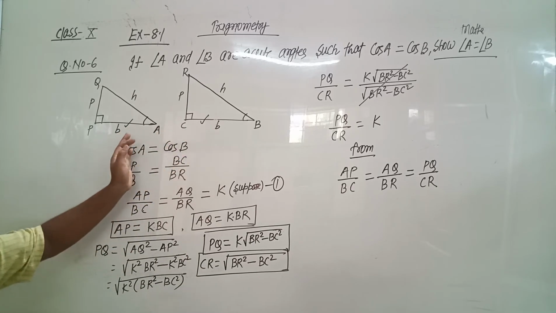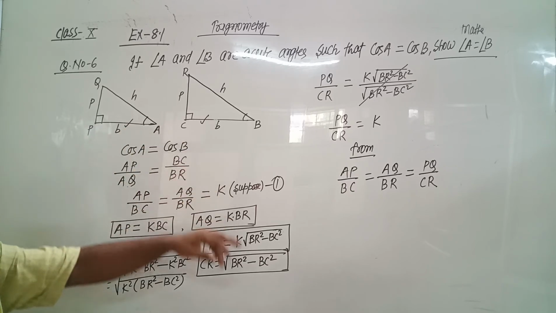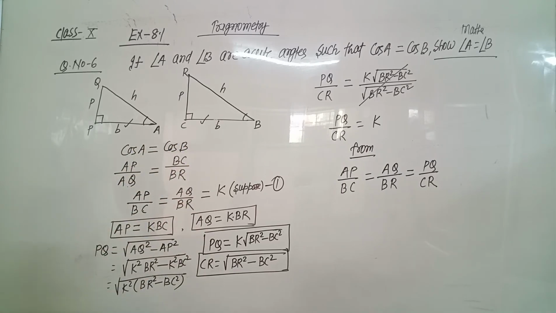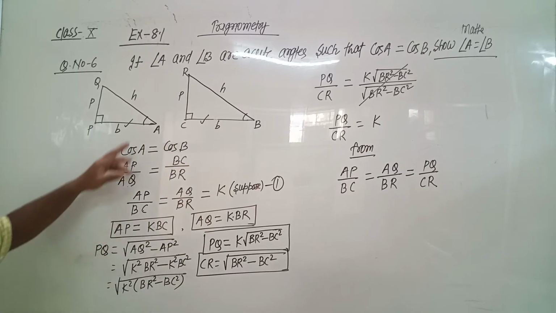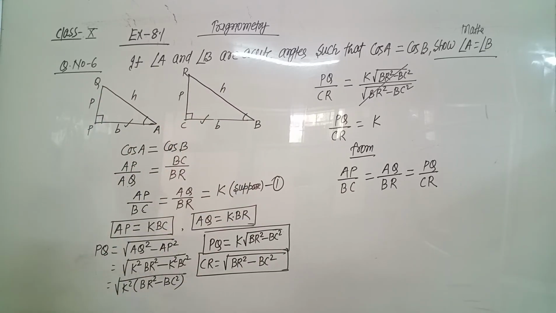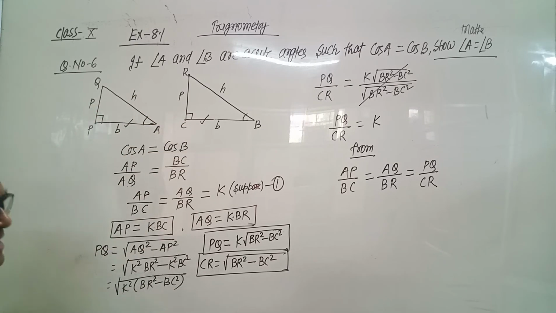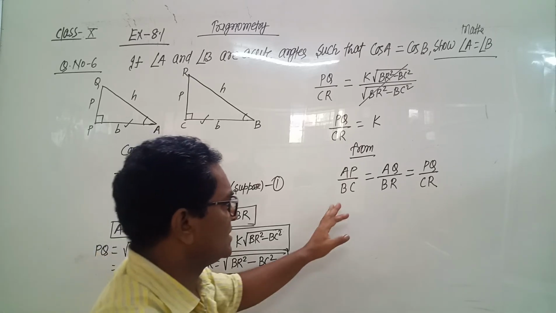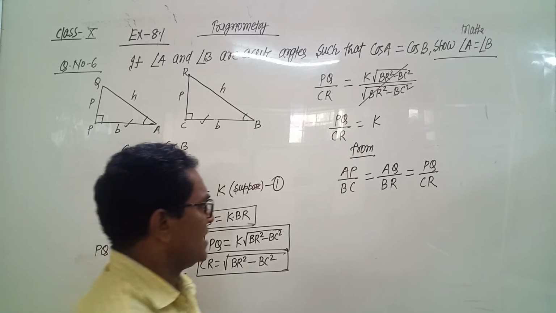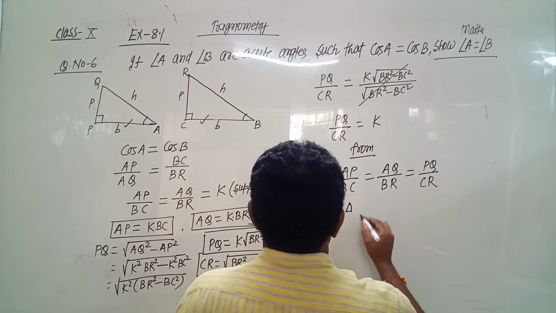Base of both the triangles. Ratio of base of both the triangles, AP upon BC. Ratio of base of both the triangles equals AQ upon BR, ratio of the hypotenuse of both the triangles, and PQ upon CR, ratio of the perpendicular of both the triangles. So the ratio of the sides are equal of both the triangles. So we can say that these two triangles are similar.